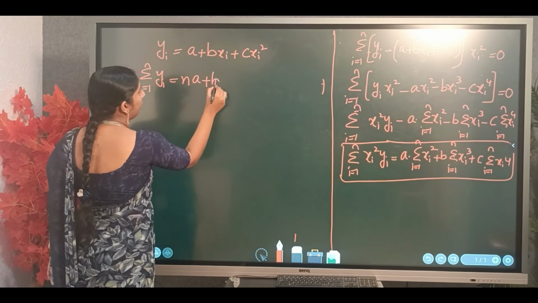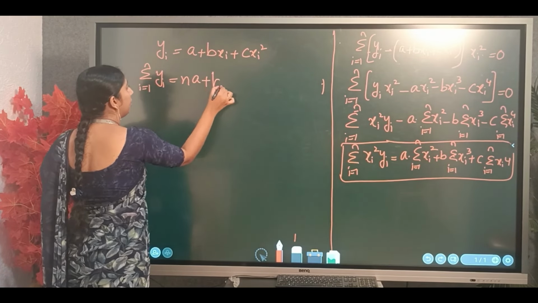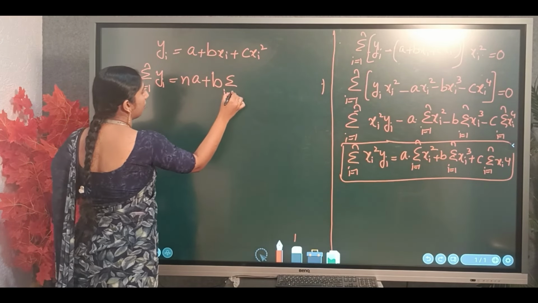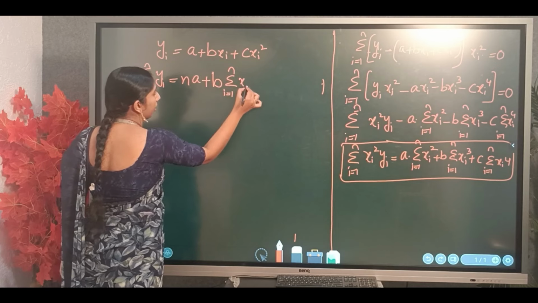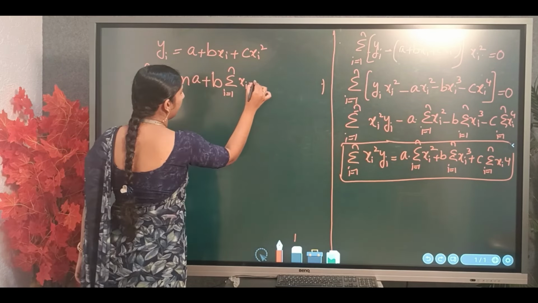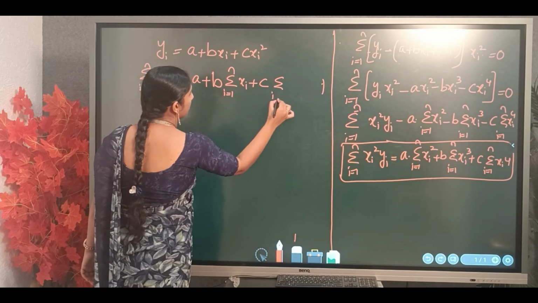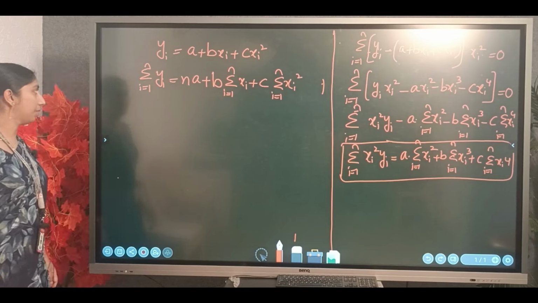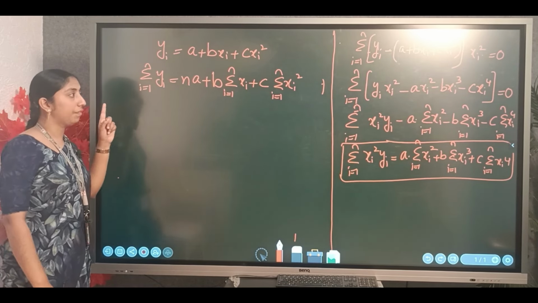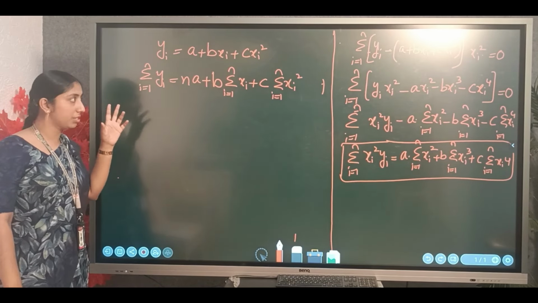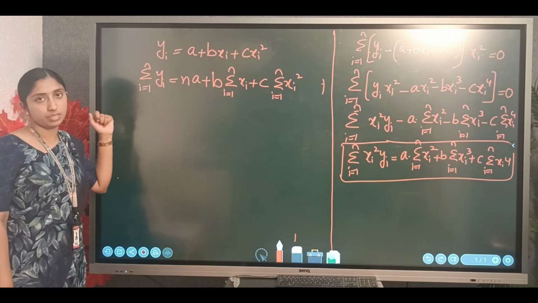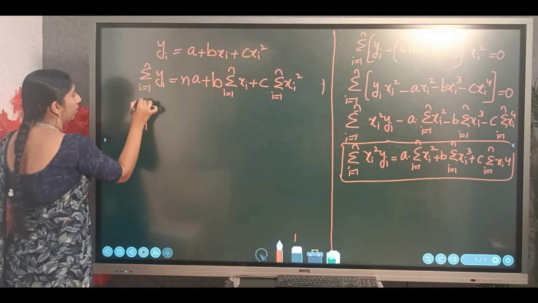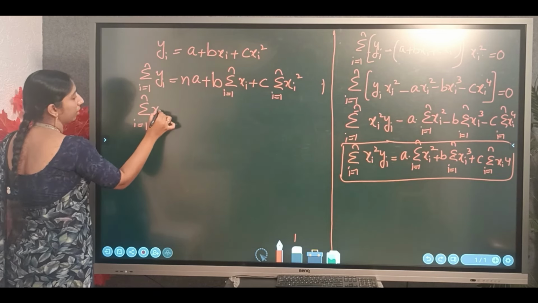Here b is constant. Here also we apply summation i equals 1 to n, and the term there is xi. In the same way, we get c into summation xi squared. This is one of the normal equations. When will we get this? If we differentiate with respect to ∂S/∂a equal to 0, then we will get this equation. And for another equation, just multiply the above equation by the term with xi.